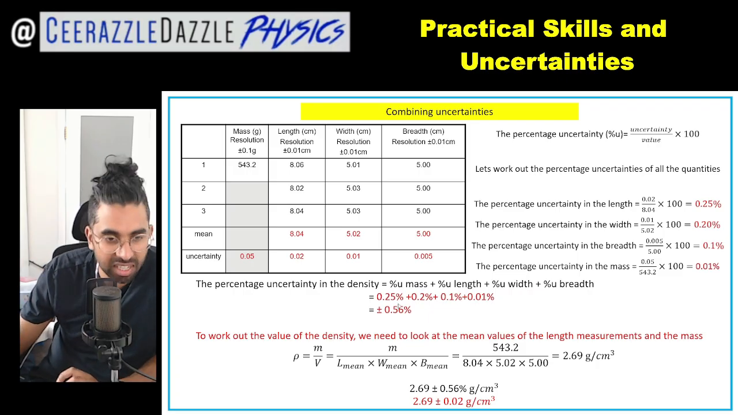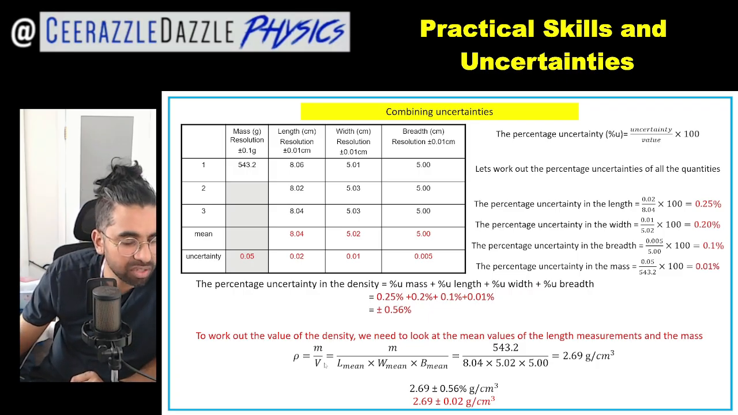We haven't worked out the density yet. Let's work out the density. Density is mass over volume, so it's the mass, 543.2, divided by the mean of them. So obviously we go back to the mean of each one of them, the mean length, breadth, and width. 8.04 times 5.02 times 5. We're going to get 2.69 grams per centimeter cubed.